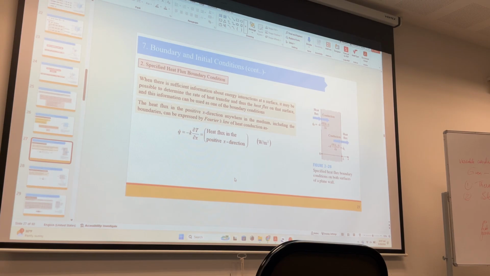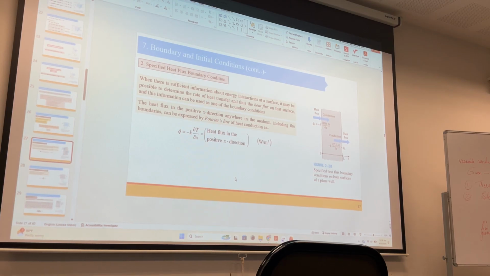Second is specified heat flux. All the boundary conditions, again, will be applied at the boundary. So for the heat flux boundary condition, let's suppose I'm telling you the heat transfer from here to here is by conduction. I'm telling you the heat flux at this boundary and the heat flux at this boundary before you study your heat transfer.